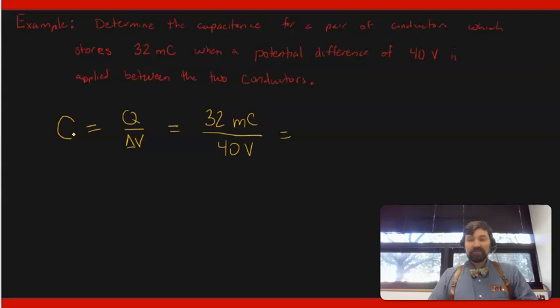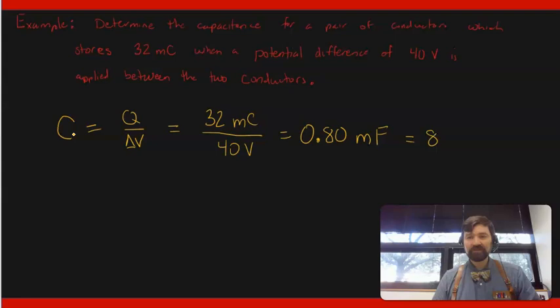We can either convert the units or make use of the fact that a coulomb per volt is a farad, and therefore a millicoulomb per volt is a millifarad. 32 over 40 in any case is 0.8, and so the answer is 0.8 millifarads, or if you converted your units and wanted to put it out in farads, it'd be 8 times 10 to the minus 4 farads.